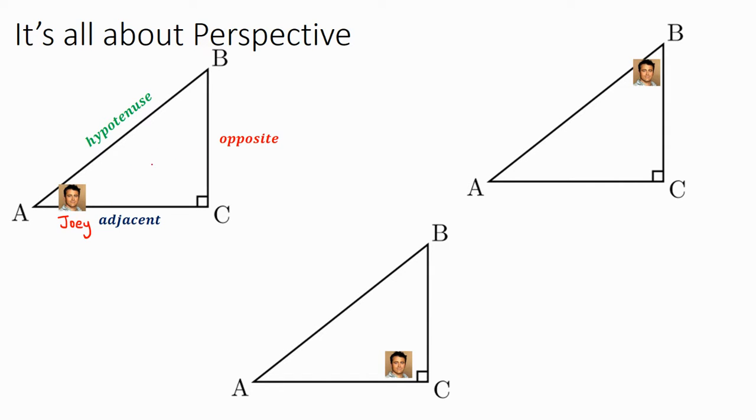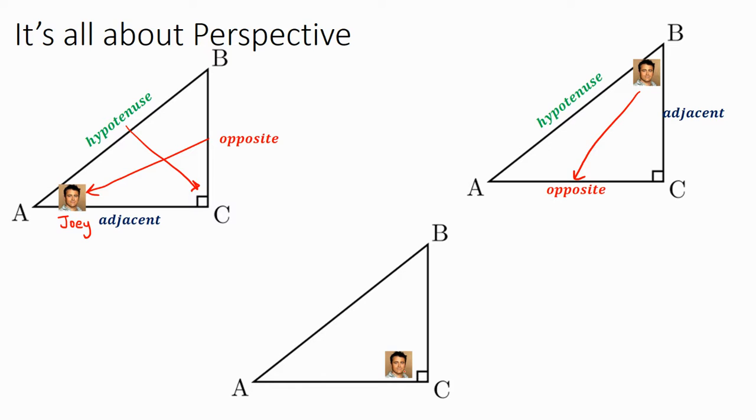Now, how do we know which one's which? The hypotenuse is always across from the 90-degree angle. The opposite is always directly opposite of where Joey is, and that leaves the adjacent to be the third one. Now in triangle number 2, Joey moves to angle B, so there's the opposite. Hypotenuse is always going to be in the same place. This time the opposite and adjacent just switch.